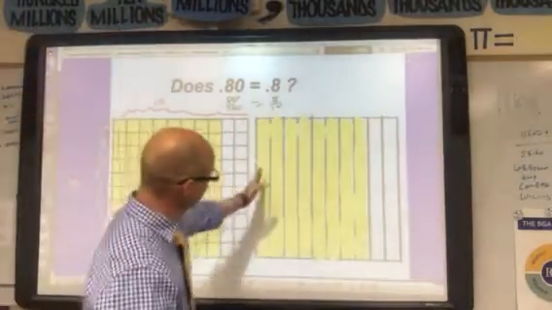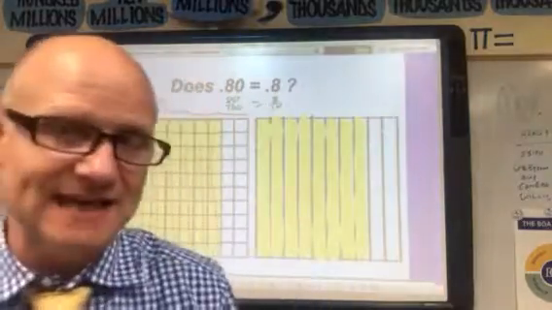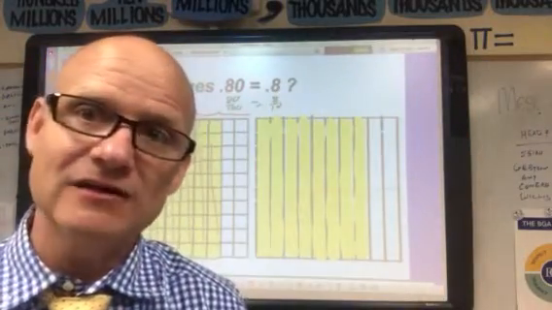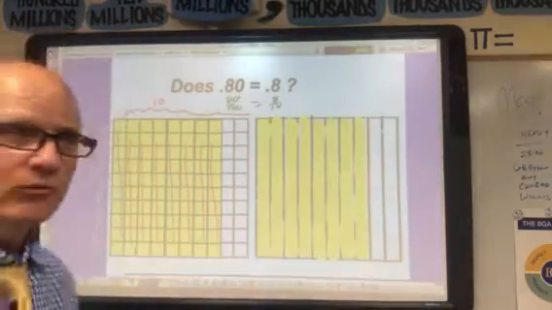Over here, this is just divided into 10 parts, and there's 8 shaded. So 8 out of 10 is the same thing as 80 out of 100. It's the same part of a whole. But what about this question?